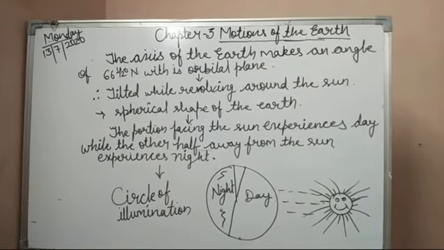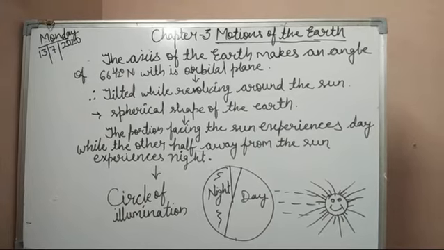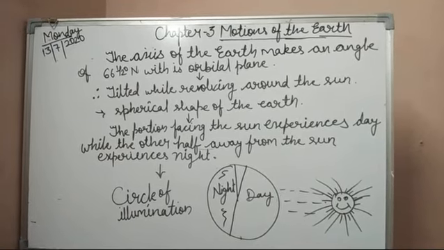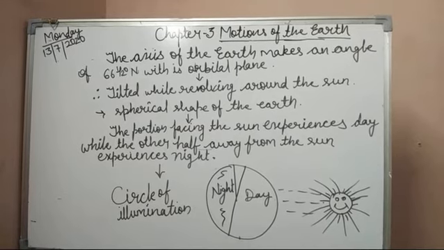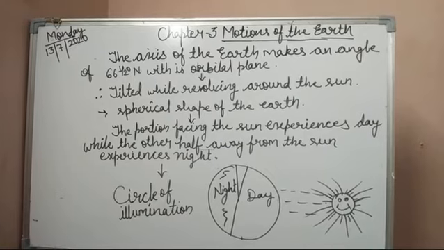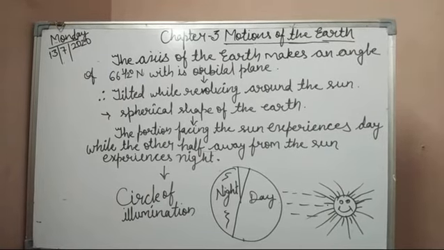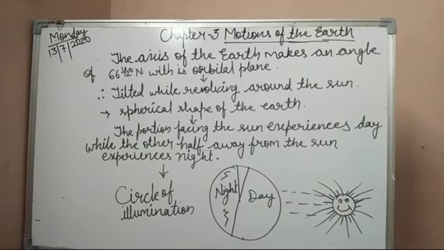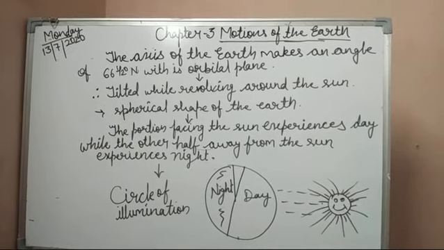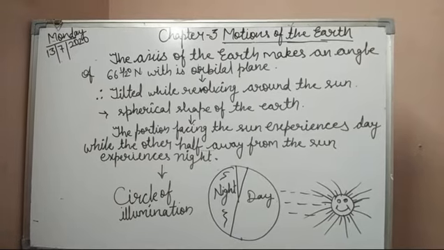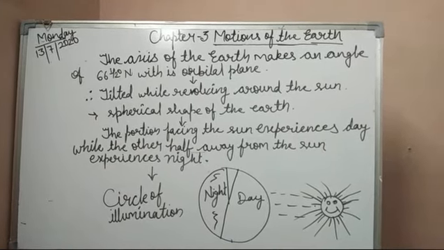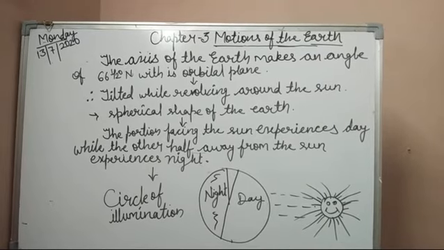So friends, the axis of the earth makes an angle of 66.5 degrees with its orbital plane. What is the orbital plane? As I told you, the fixed path of the earth is called its orbit. So the earth is tilted while revolving around the sun. The earth is spherical in shape, but it is flattened at the poles and bulges in the middle. This shape is called a spheroid or geoid.